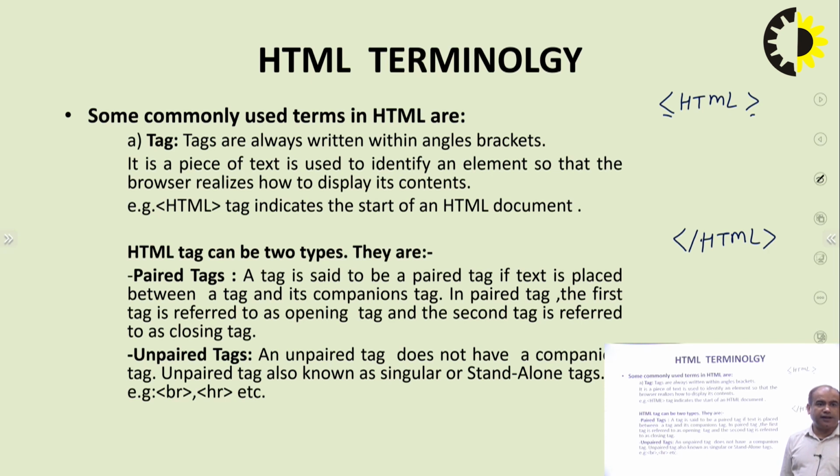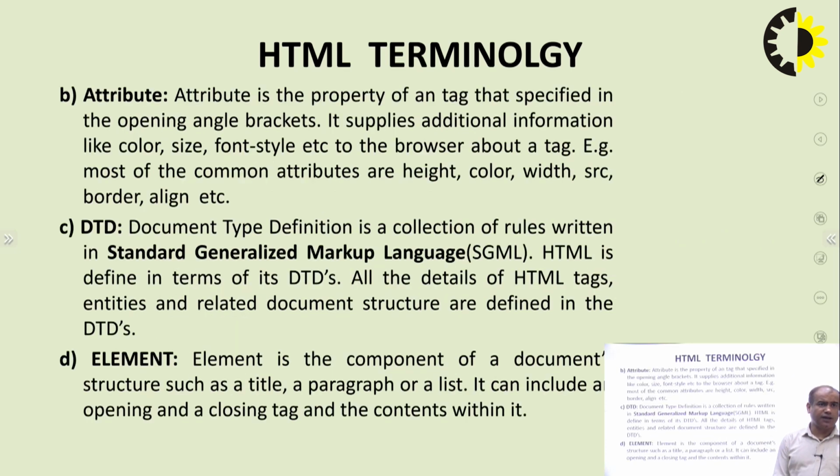So unpaired tags are also known as singular or standalone tags. Examples of these tags are the break tag, the horizontal rule tag, or we can say the tr tag. These tags automatically have some meaning and they don't have any closing tag.